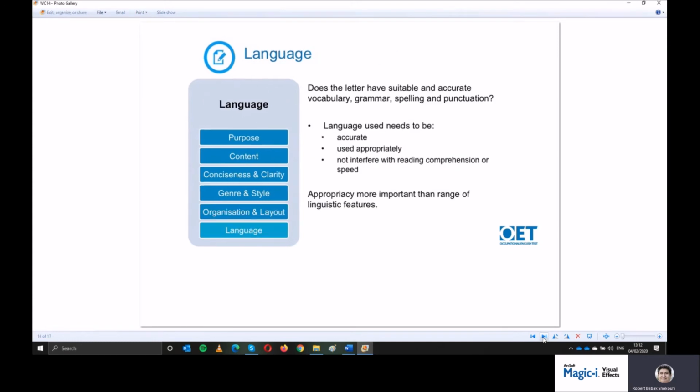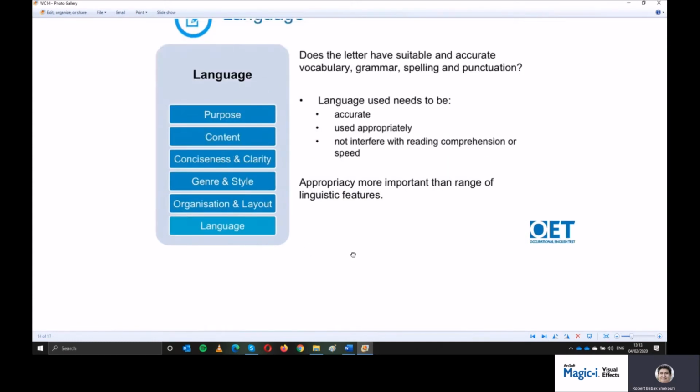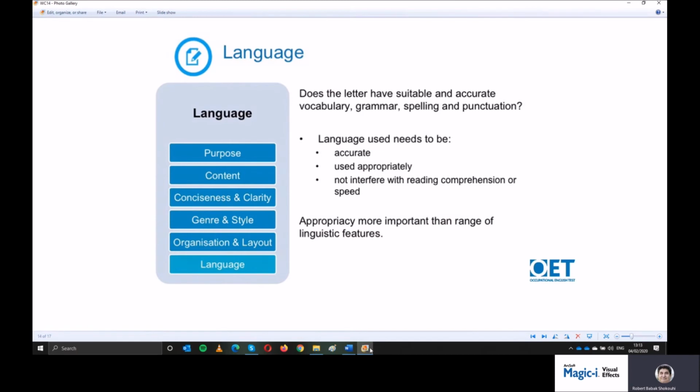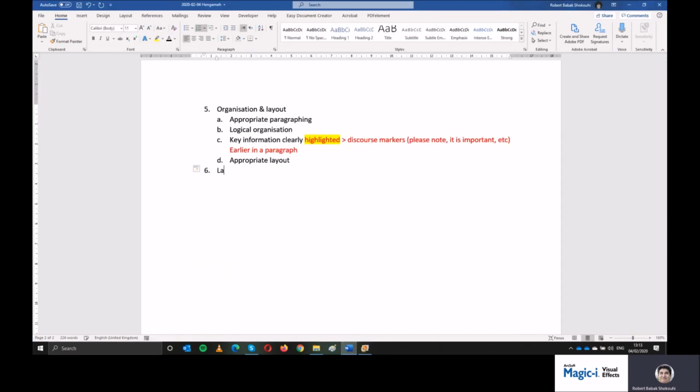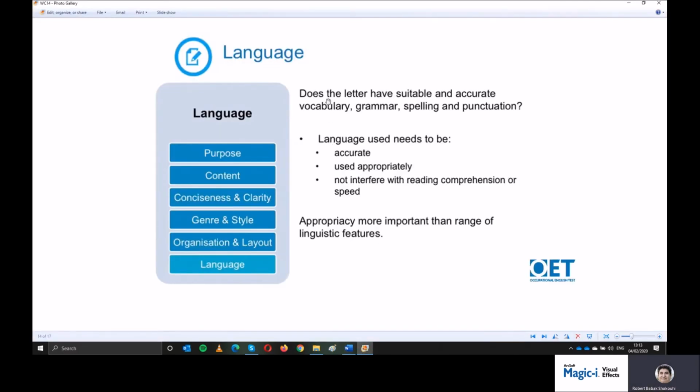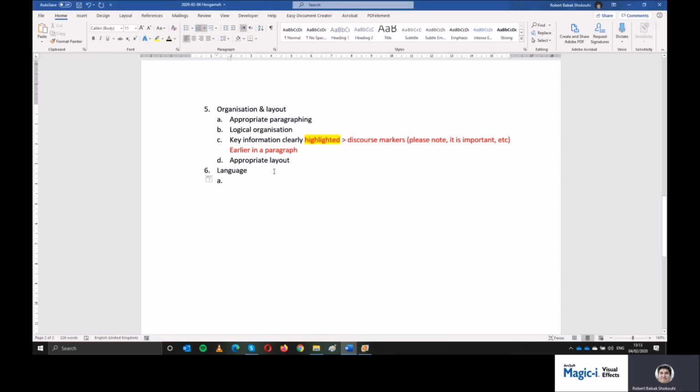And so we go to the next criterion, which is language. So what about language? English. Does the letter have suitable and accurate vocabulary, grammar, spelling, and punctuation? Okay, suitable and accurate.